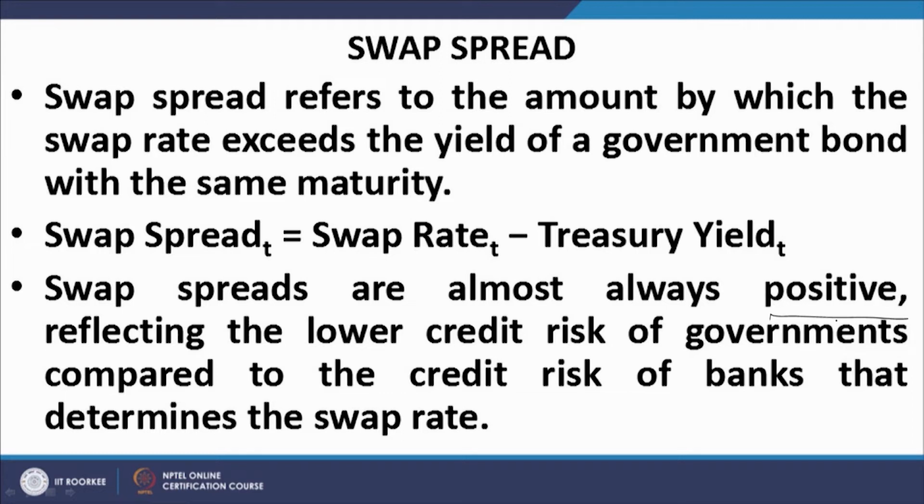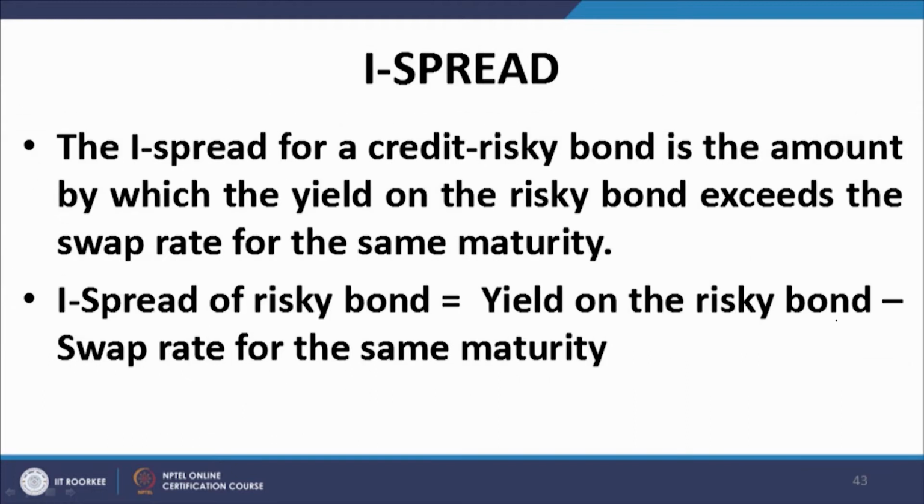Swap spreads are almost always positive, reflecting the lower credit risk of the government compared to the credit risk of banks that determine the swap rate. So, naturally, because the swap rates pertain to banks which have a higher credit risk, the rate would be higher compared to that for the government which has a lower credit risk. I spread. The I spread for a credit risky bond is the amount by which the yield on the risky bond exceeds the swap rate for the same maturity.